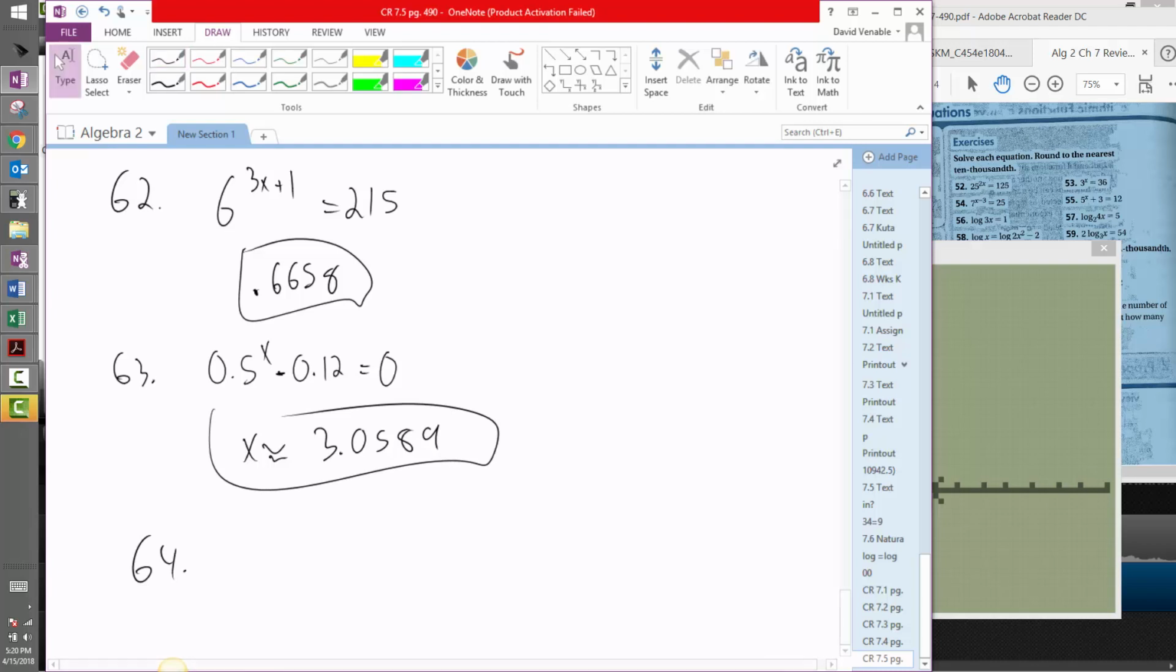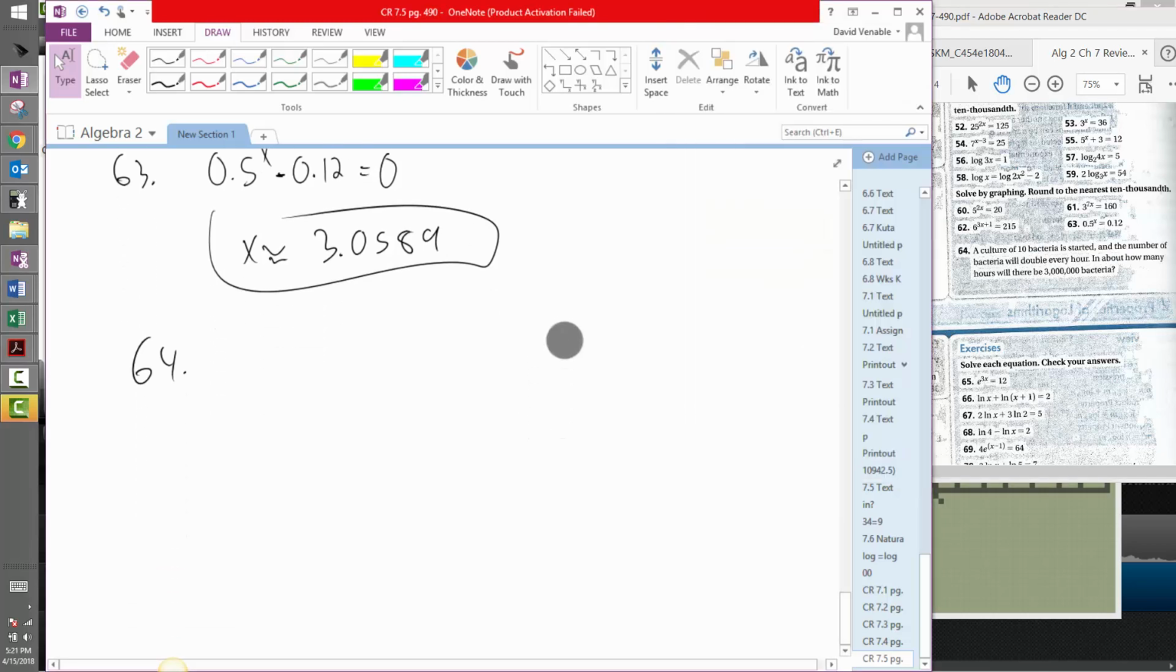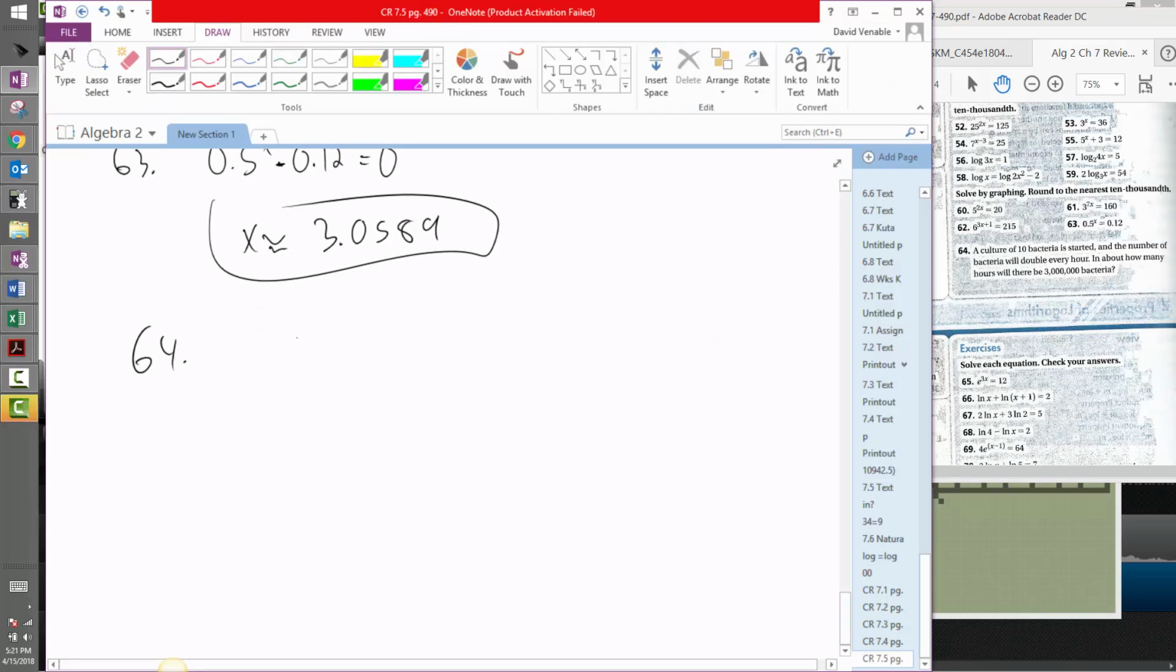Last one on 6.5. Here's what we got. We got a culture of bacteria. 10 bacteria are started. The number of bacteria will double every hour. In about how many hours will there be 3 million bacteria? So here's how that works. You have your amount is equal to your initial, I'm going to use a capital I, sometimes use a P, and then you raise it to the power of 1 plus your percentage increase, and then that to the power of t, which is time. You could call that x if you want instead.